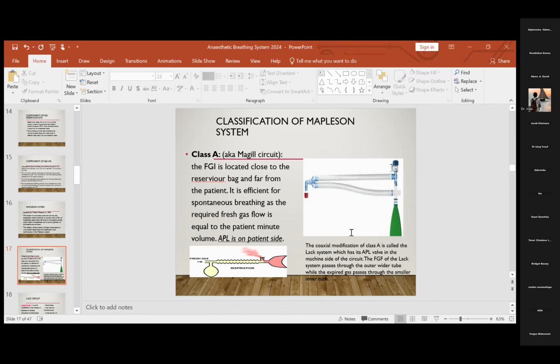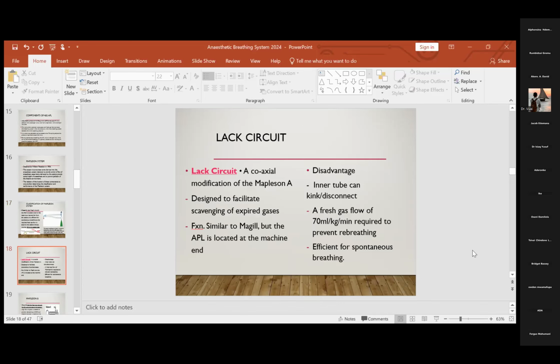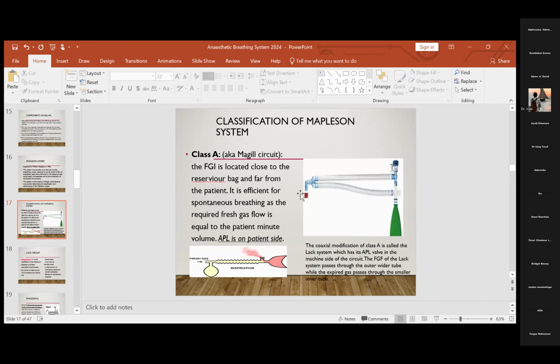Then we have the Coaxial system. The Coaxial modification of the Mapperson A is known as the Lack circuit. The modification here is that it is designed to facilitate scavenging of the expired gases. It functions similarly to McGill, but the APL is located at the machine end, and we have two tubings. This is the Lack system, known as the Coaxial modification.